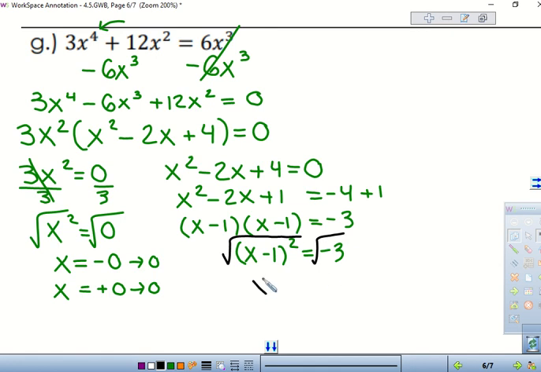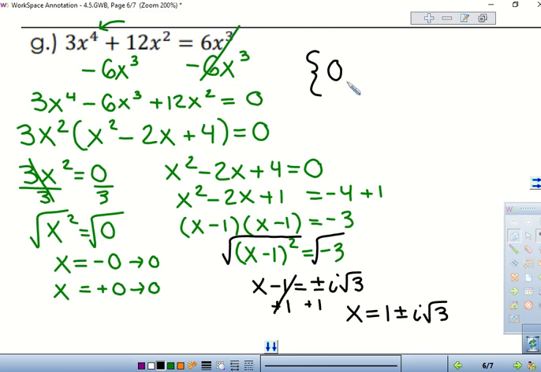And like I said, quadratic formula would also work here. That's fine. This gives me plus or minus i radical 3. And you're going to add 1 to both sides. That's going to give you x equals 1 plus or minus i radical 3, which means in total we have 0, 0, and 1 plus or minus i radical 3.